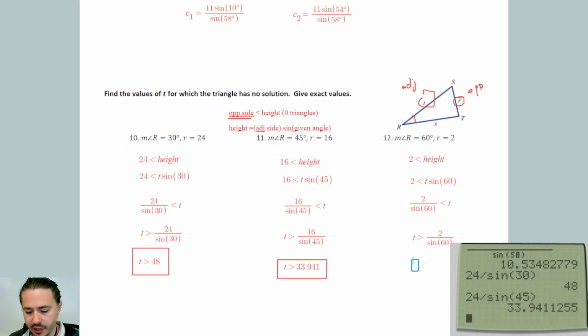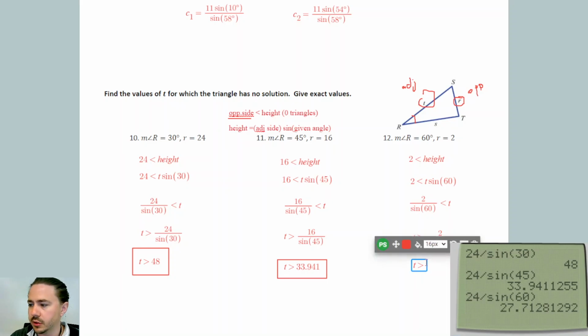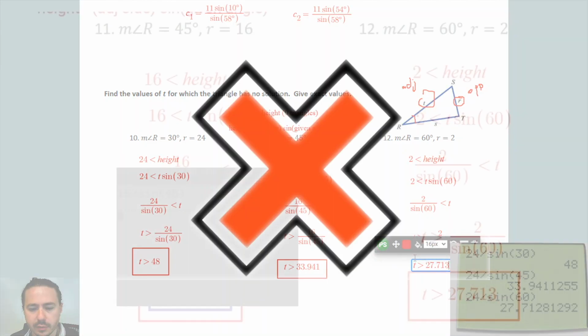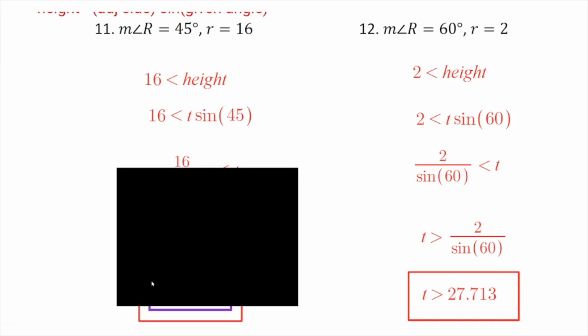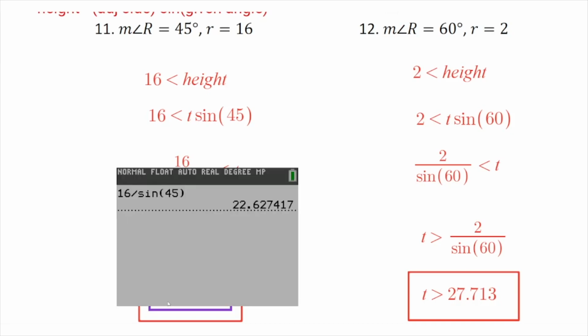So t is going to need to be greater than 24 divided by the sine of 60. And so we get about 27.713. Somehow I made the exact same mistake on this one and the last one. I didn't make exactly the same mistake and I got a different number, but somehow I just did not type in the expression properly. I'm not sure what I was doing, or maybe I wasn't paying close enough attention. So let's go ahead and fix that.